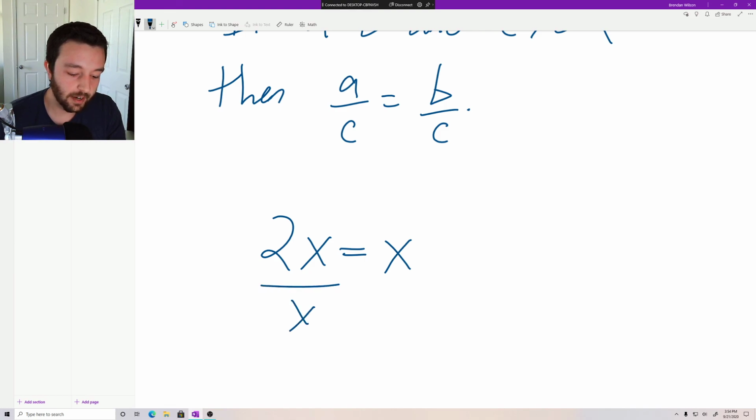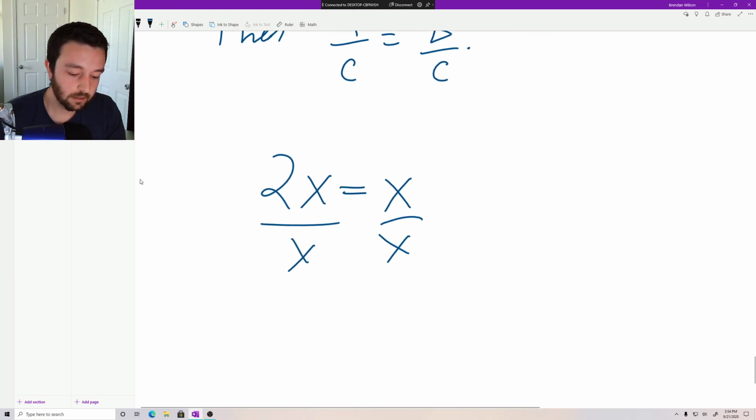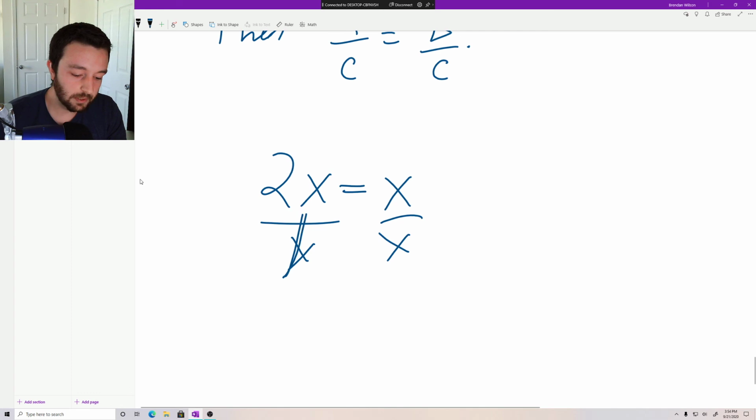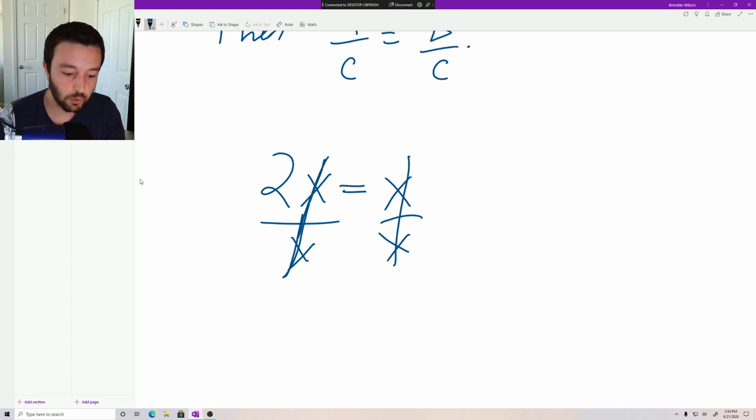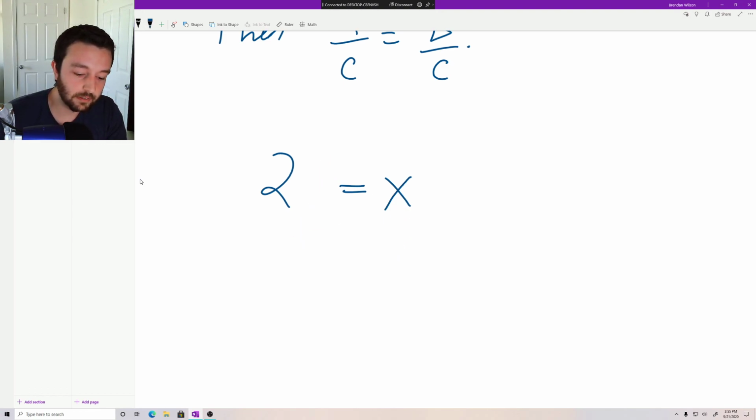Sure enough, if we divide by x, these will cancel out and these will cancel out and just give us 1, because anything divided by itself is 1, right? So we'd have 2 equals 1. But that's not true. So what's the problem here? Well, the problem is that if we actually solve this equation properly, we find out that x is equal to 0, so we shouldn't have been dividing by it.